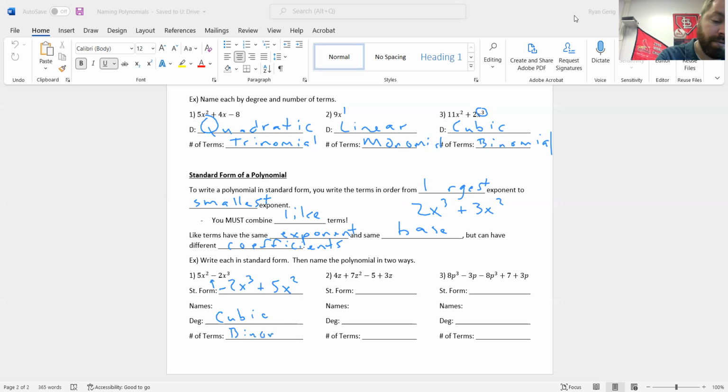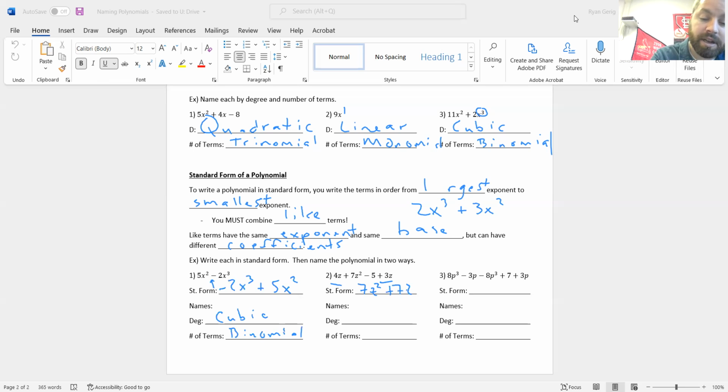Number 2. What I like to do is underline or circle my like terms. There's no other x or z squared here, but I do have two z's, right, that I can put together. So standard form, I still have to write the z squared first. So that's 7z squared goes first. But I can put 4z plus 3z together and make 7z.